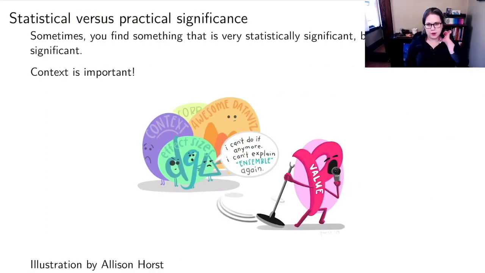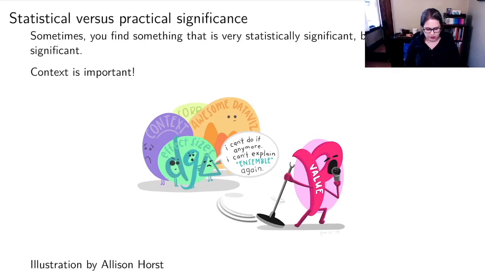And then the last thing that I want to talk about is the idea of statistical significance versus practical significance. So sometimes you'll find something that's very statistically significant, but not practically significant. So the example that I always give is that there are statistically significant differences between people who identify as men and people who identify as women on their SAT scores. So women tend to score better on the verbal and men tend to score better on the math. And it's statistically significant, really small p-value. But it's not practically significant because it's only a difference of like part of a point on the whole SAT.